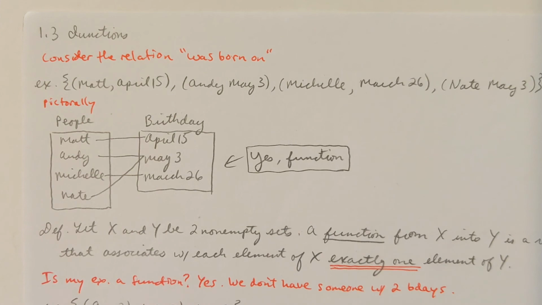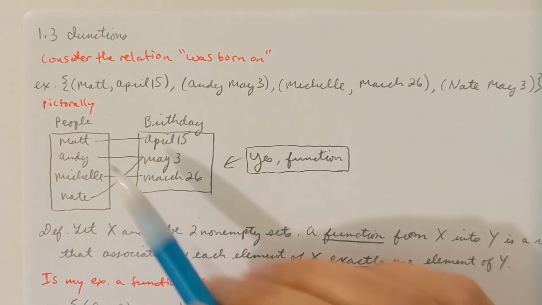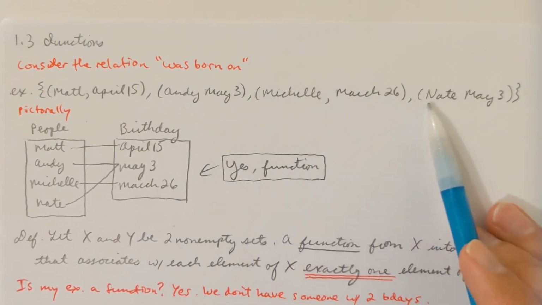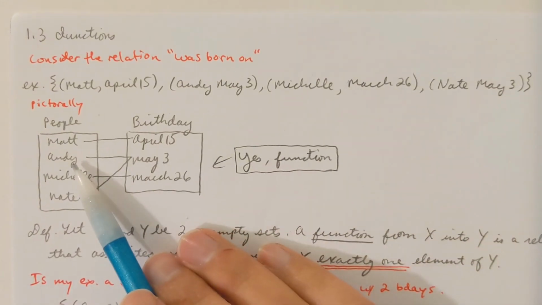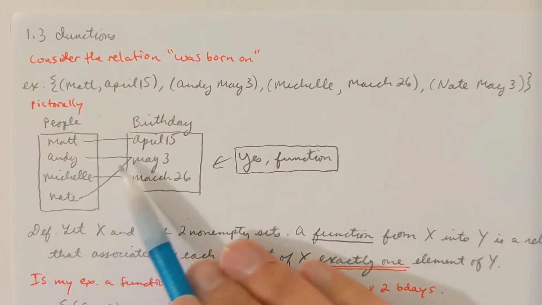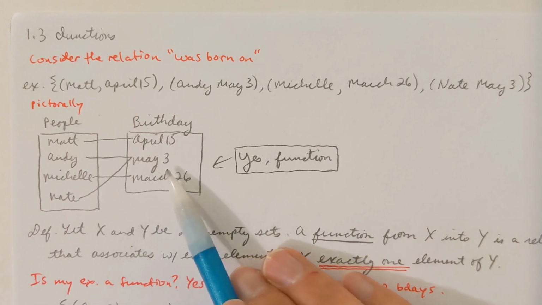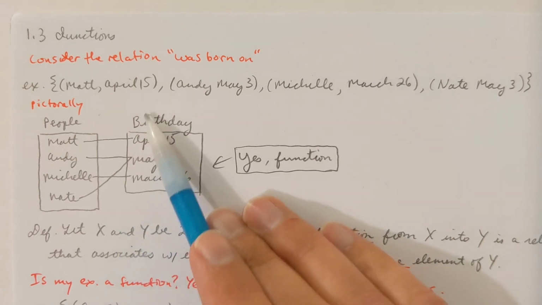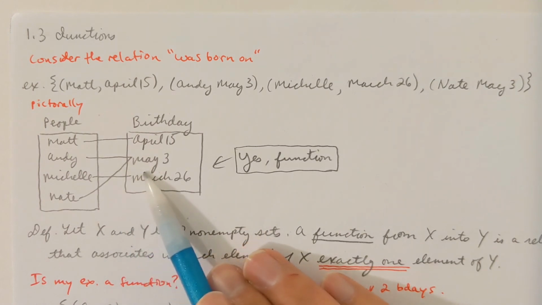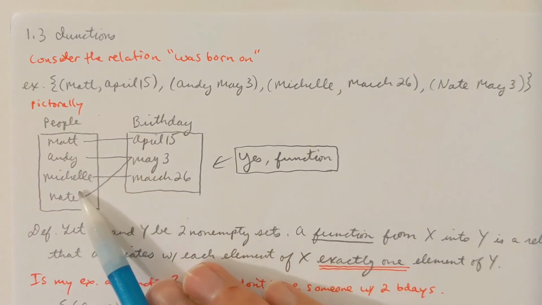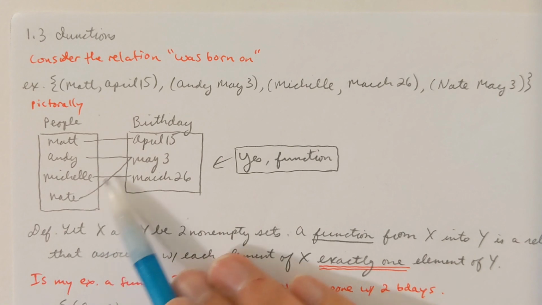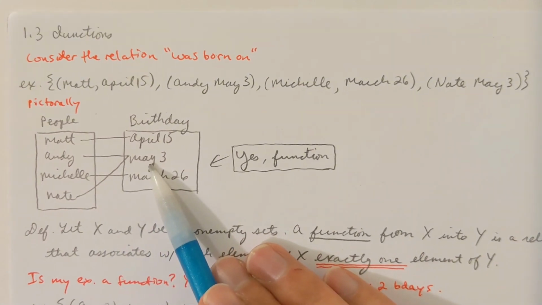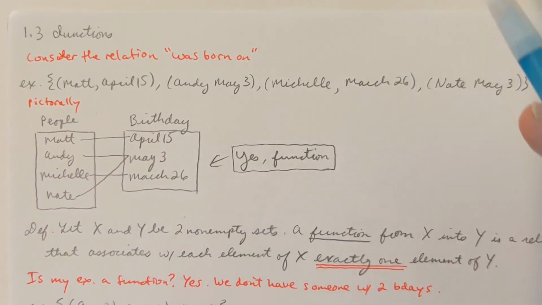Consider the relation "was born on." We got a set of points listed here. And pictorially, there's a set of names and a set of birthdays. Matt's birthday is April 15th. Andy's is May 3rd. Michelle's is March 26th, and Nate's is May 3rd. Okay. Yes, this is a function because the rule is satisfied.